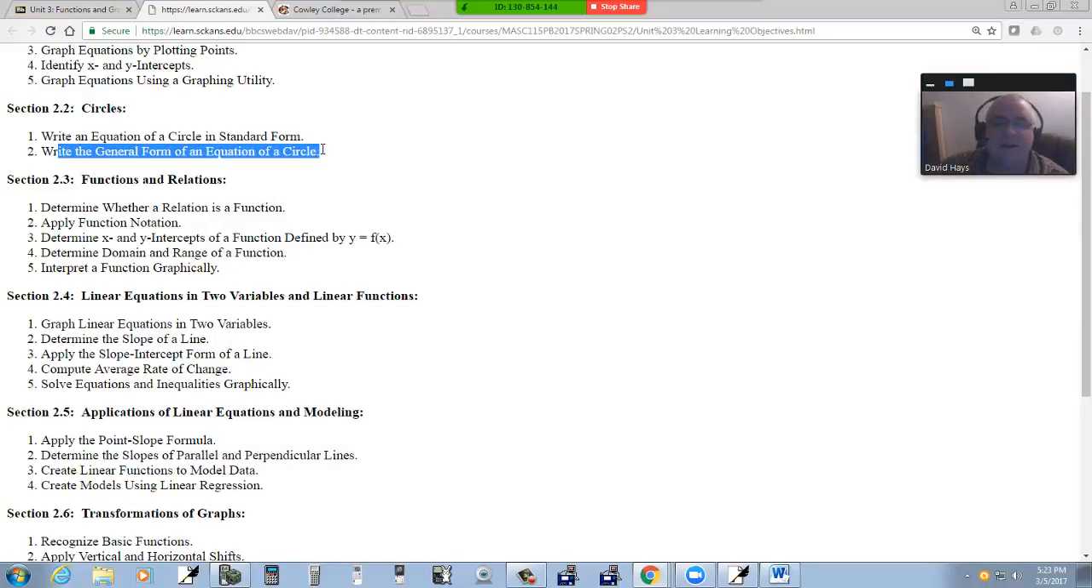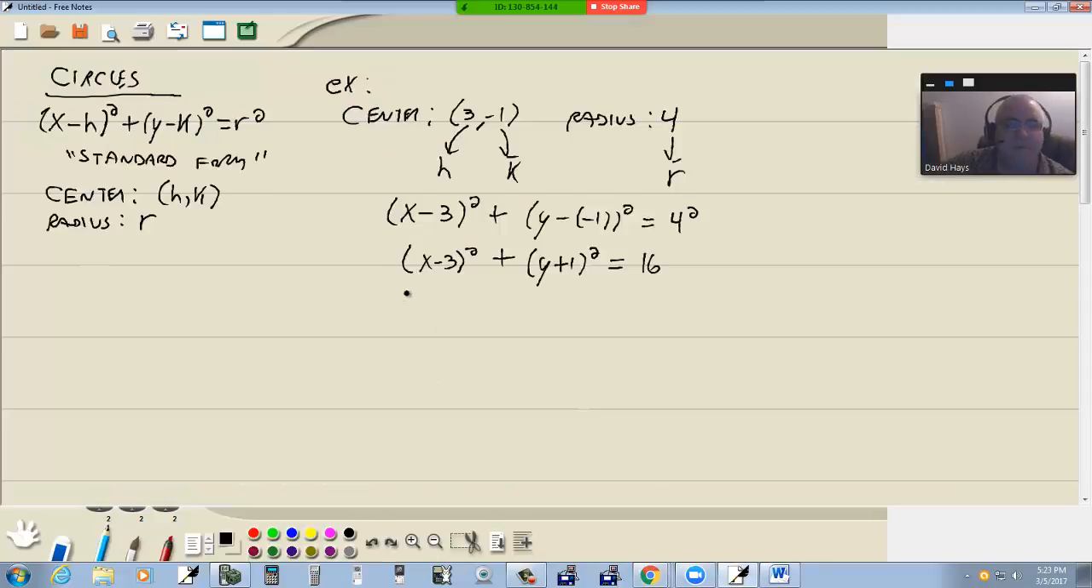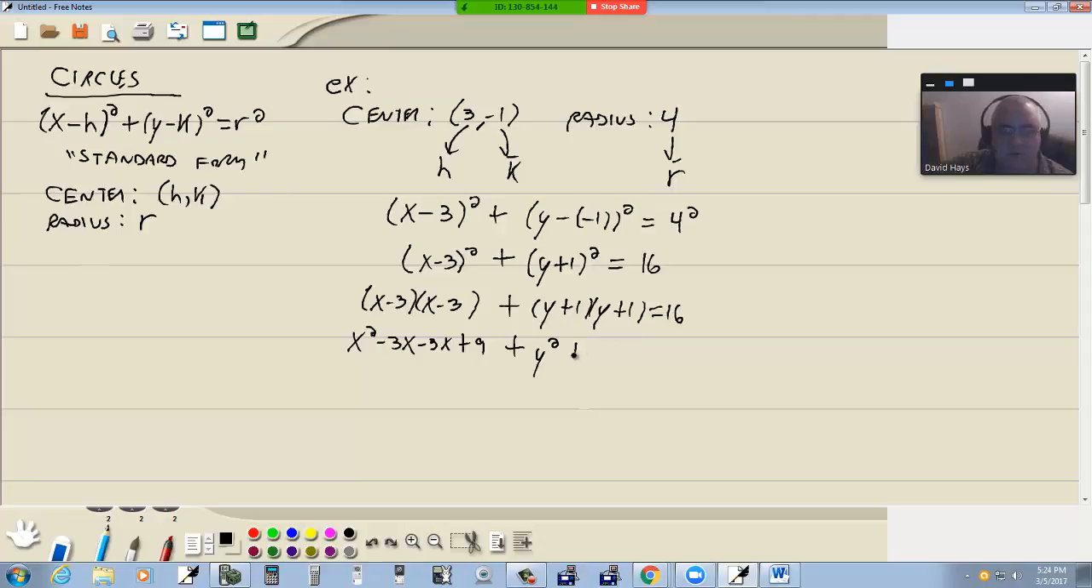Then it says write the general form of an equation of a circle. Well, general form means you get rid of the parentheses. So let's start there. (x minus 3) squared is (x minus 3) times (x minus 3). (y plus 1) squared is (y plus 1) times (y plus 1) equals 16. x times x is x squared. x times -3 is -3x. -3 times x is -3x. -3 times -3 is 9. That's FOILing. First terms, outer terms, inner terms, last terms. y times y is y squared. y times 1 is 1y. 1 times y is 1y. And 1 times 1 is 1. Equals 16.